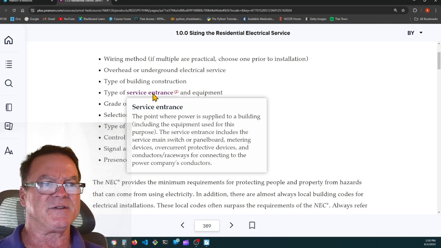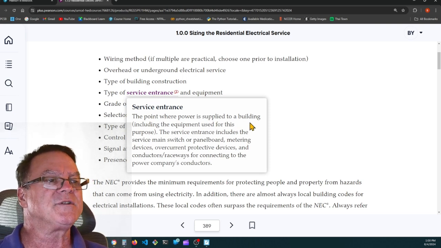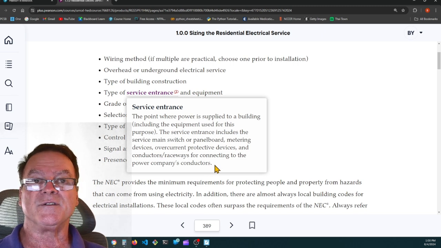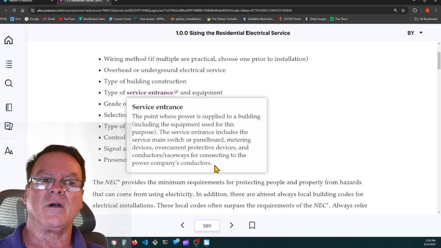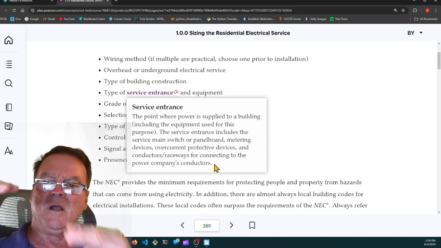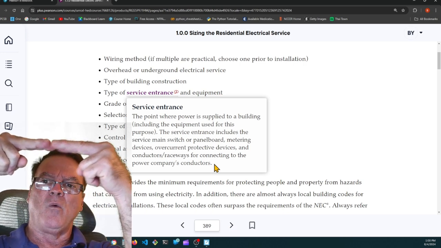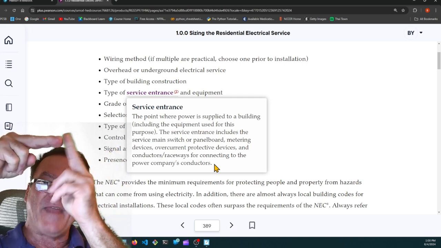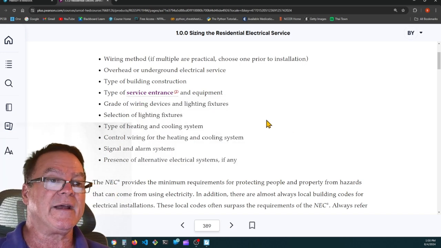Let's see what a service entrance is. They have that highlighted. The point where power is supplied to a building, including the equipment used for the purpose. The service entrance includes the service main switch or panel board, metering device, overcurrent protective devices, and the conductors and raceways for connecting to the power company's conductors. So that's the point of service, where our masthead or service mast and the weatherhead, we bring 3.5 feet of cable out, and at the point where the power company is going to meet up with our wires and put butt splices on there and crimp connectors, they're going to tie that together. That's the point of service. That's where we get our service.